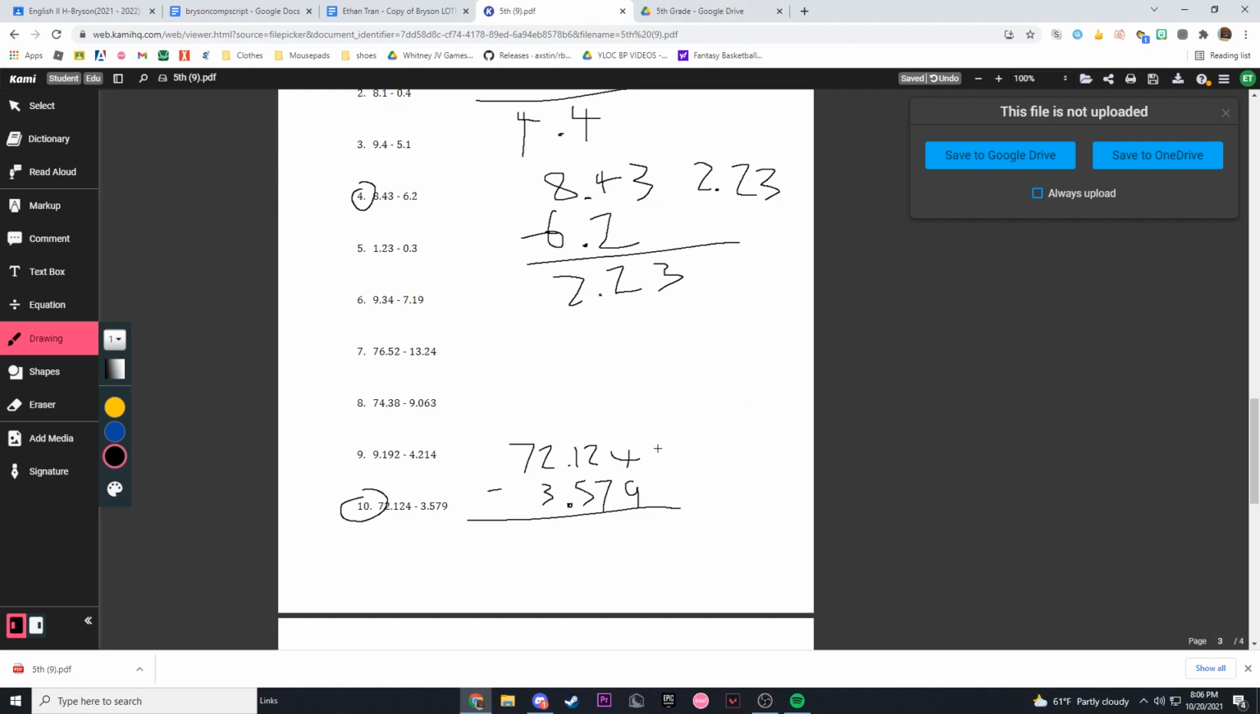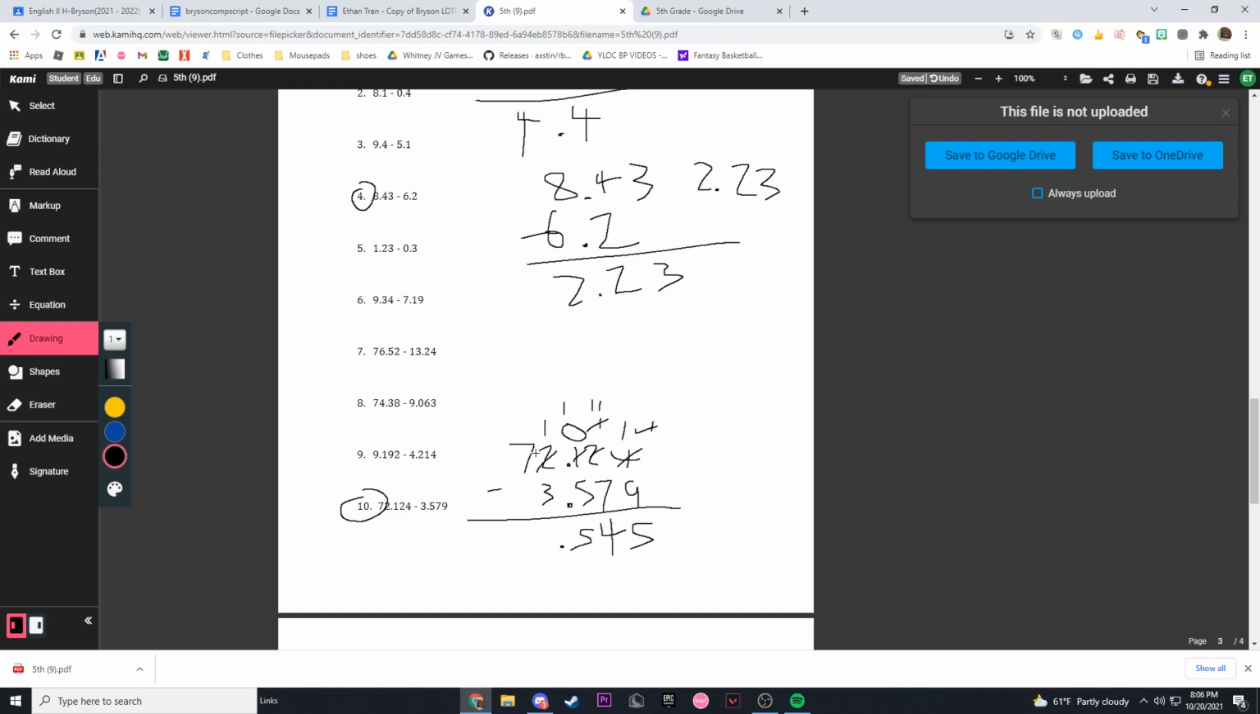So 4 minus 9 is impossible, so we need to take a 1 here, carry over to 1. So 14 minus 9 is 5. A 1 minus 7 is impossible, so we need to take a 1 from here and carry over 1. So 11 minus 7 is 4. And now 0 minus 5 is impossible, so we need to take a 1 from here, and it becomes 10 minus 5, which equals 5. And now we can place our decimal point, because it's right here.